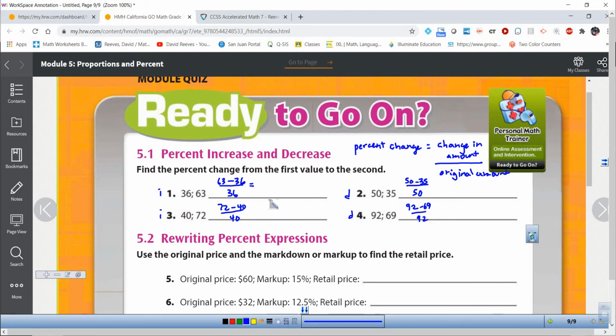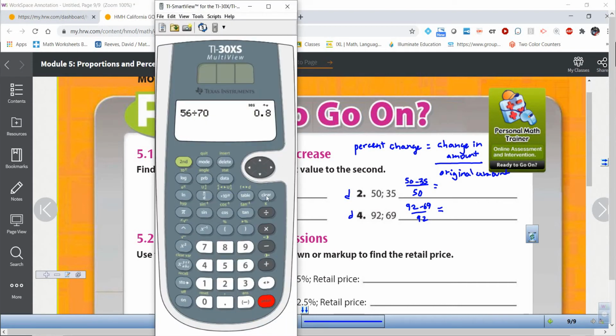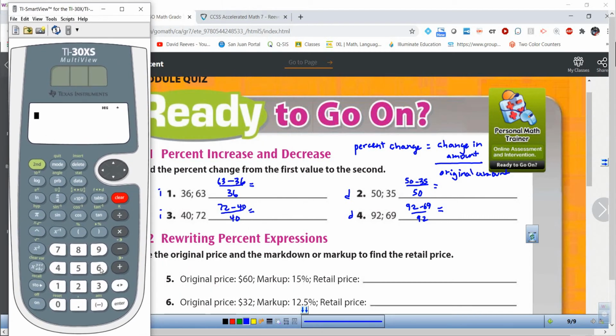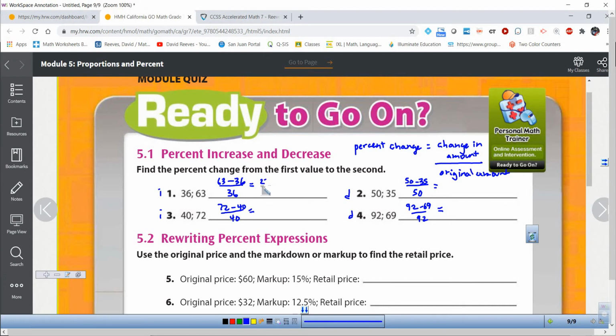All right, so first thing, write those ratios. And then we're going to actually do the subtraction. By the way, you are welcome and encouraged to use a calculator to help you. All right, so here we go. I'm going to do 63 minus 36, which is going to be 27, right? So I get 27 over 36.